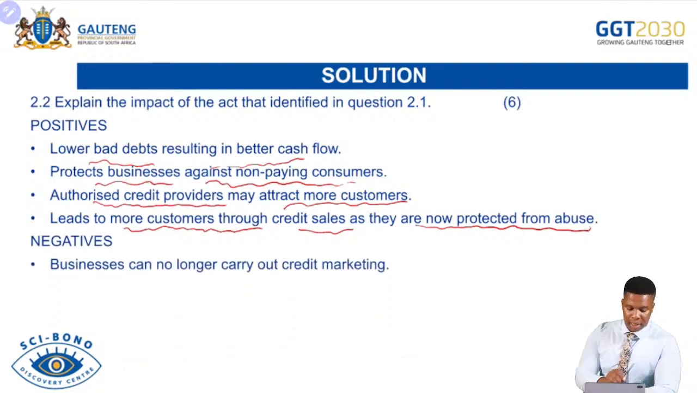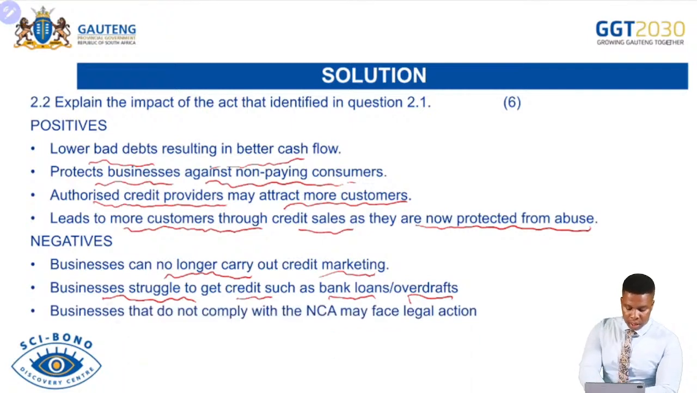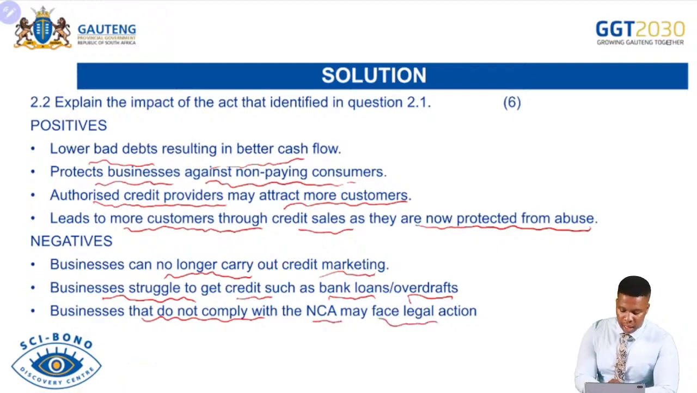However, the negatives are the idea that businesses can no longer carry out credit marketing. So it means they cannot sell their product using credit or try to attract consumers using credit selling. And then businesses struggle to get credit such as bank loans and overdrafts because they have to be checked if they can afford it before they can be granted the bank loans and the overdrafts. And then as we look into the last one, businesses that do not comply with the National Credit Act may face serious legal action.